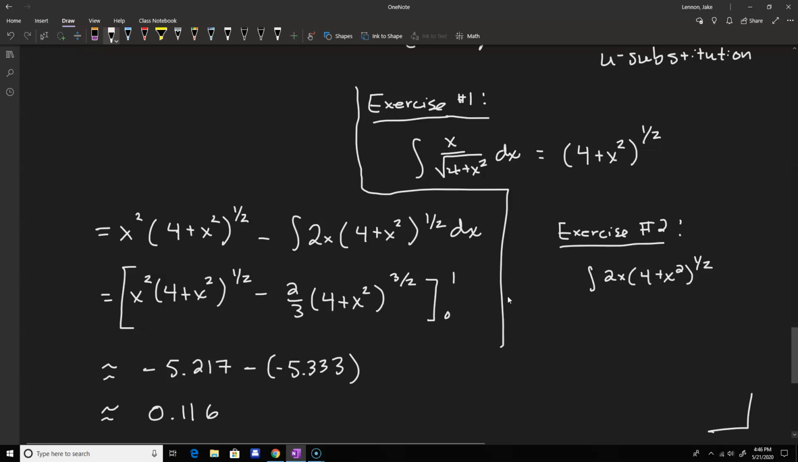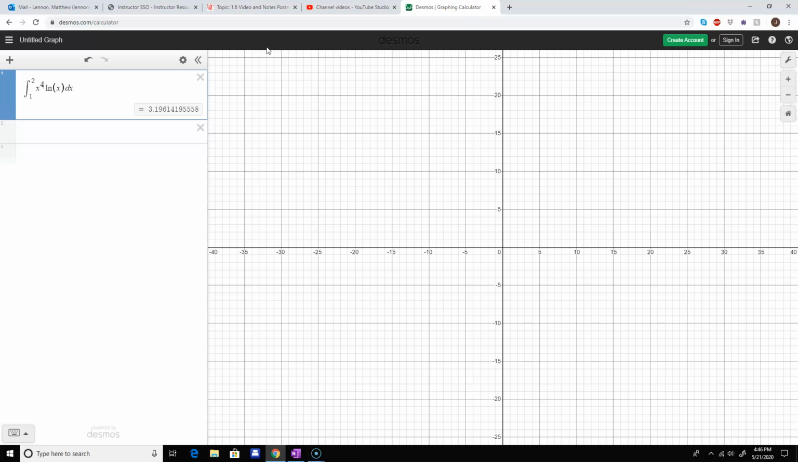Maybe we can go back and check that we actually got this answer correct in Desmos. Why don't we do that? So this one, our integral is from 0 to 1, and we were doing x cubed divided by the square root of 4 plus x squared. So 0.116, which is exactly what we got. So that's good evidence that our work in that problem was correct.